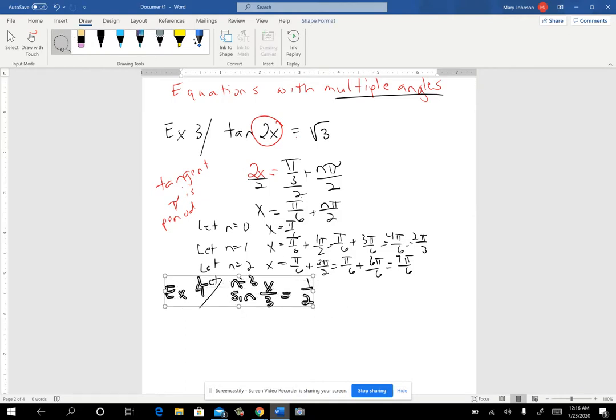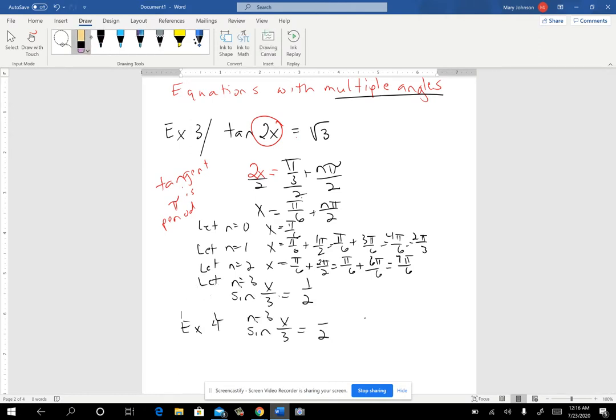Okay, so let me see if I can move that down just a little bit. And then let me erase this so we have just a tad more room. And then we'll pick up from there.